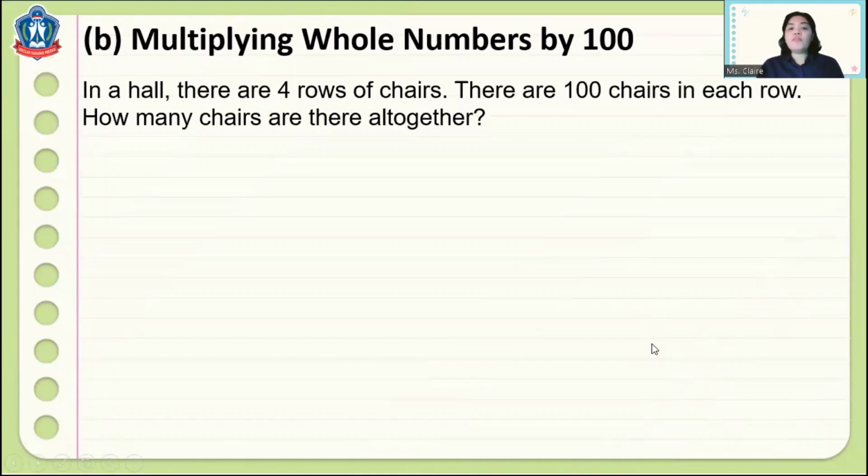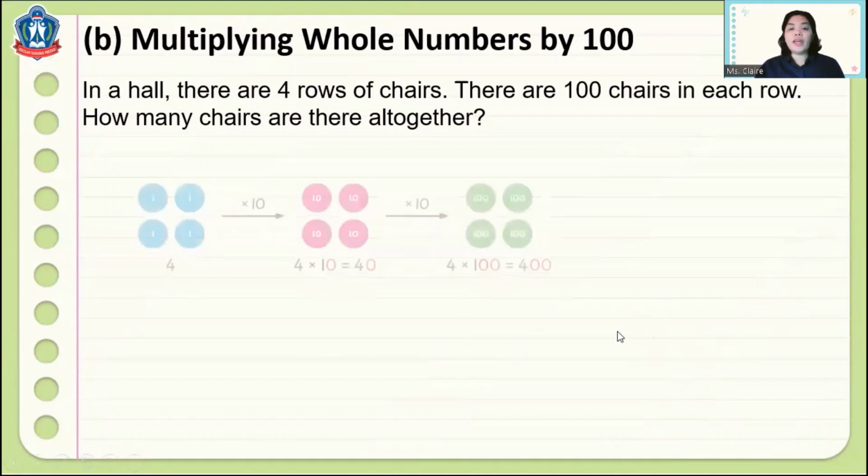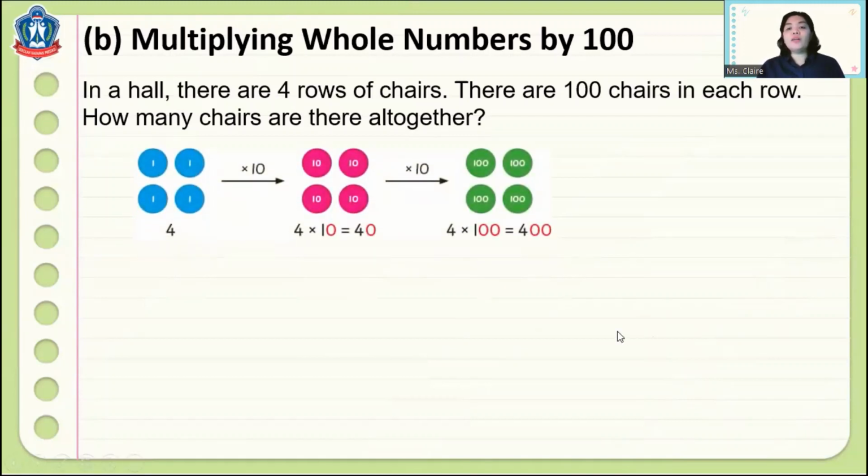Now, let's do multiplying whole numbers by 100. In a hall, there are 4 rows of chairs. There are 100 chairs in each row. So how many chairs are there altogether? If we multiply a whole number by 100, we can multiply that by 10 two times. So 4 times 10, then times 10 again. 4 times 10 is 40, then 40 times 10 is 400.